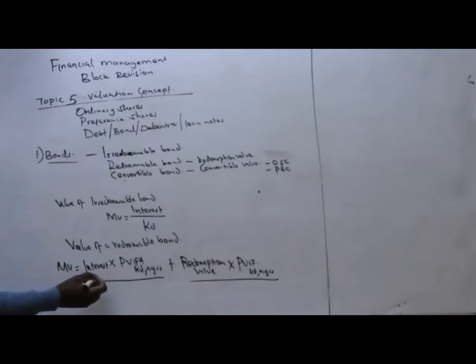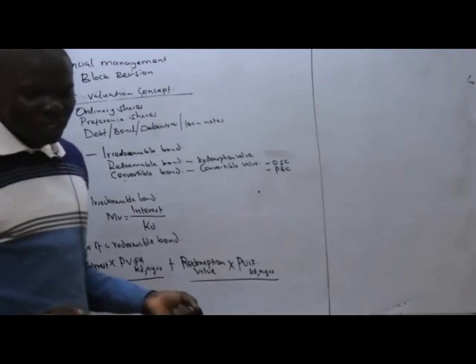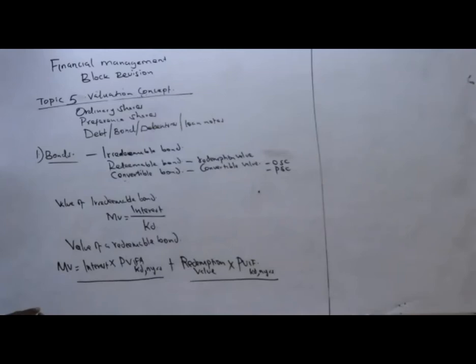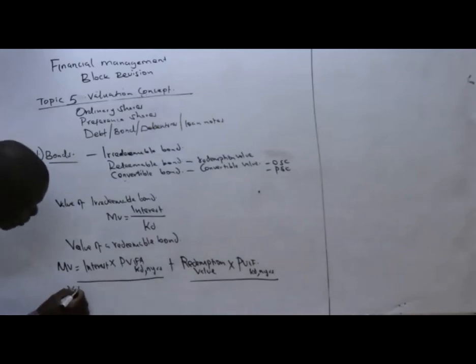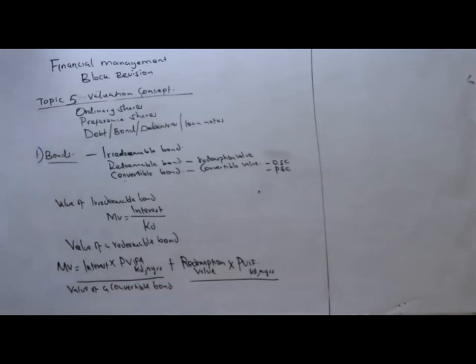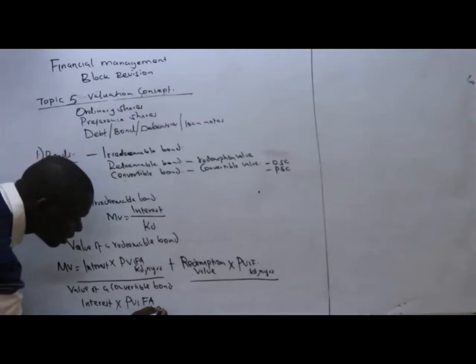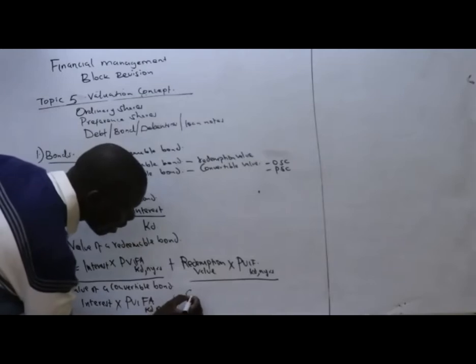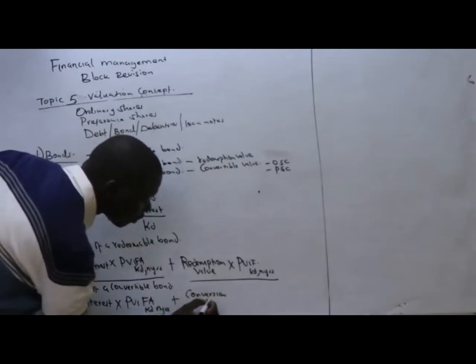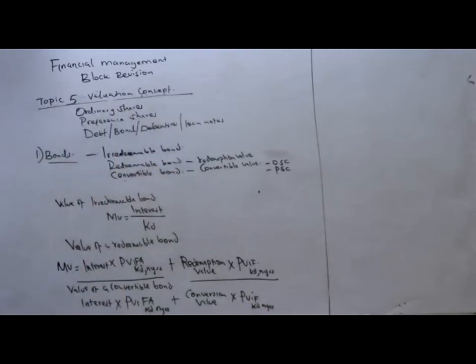Again, we have the last bit, a convertible bond. Using a convertible bond, now we are not receiving the redemption value, but we are receiving the conversion value. So here, to determine the value of a convertible bond, we shall just say you take your interest, multiply by PVFA, KD, N years, plus your conversion value multiplied by PVF, KD, N years. So that is what we shall be adopting.